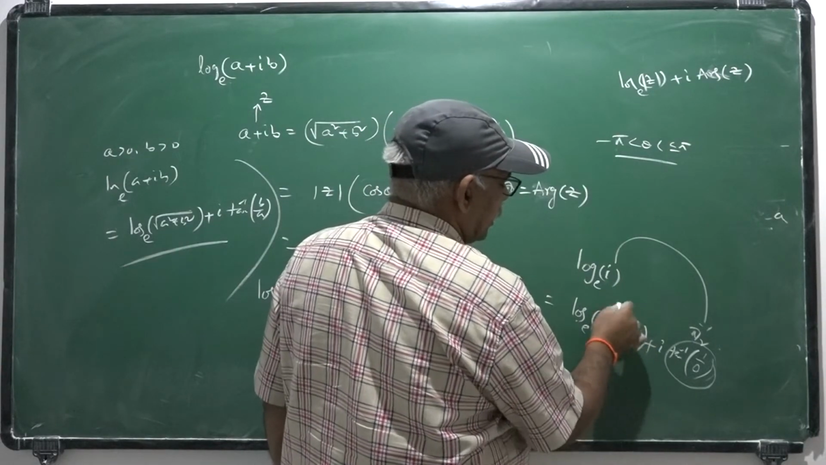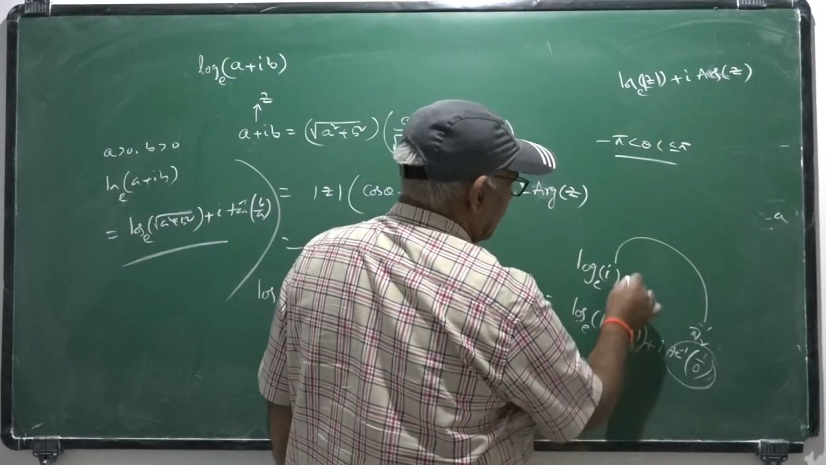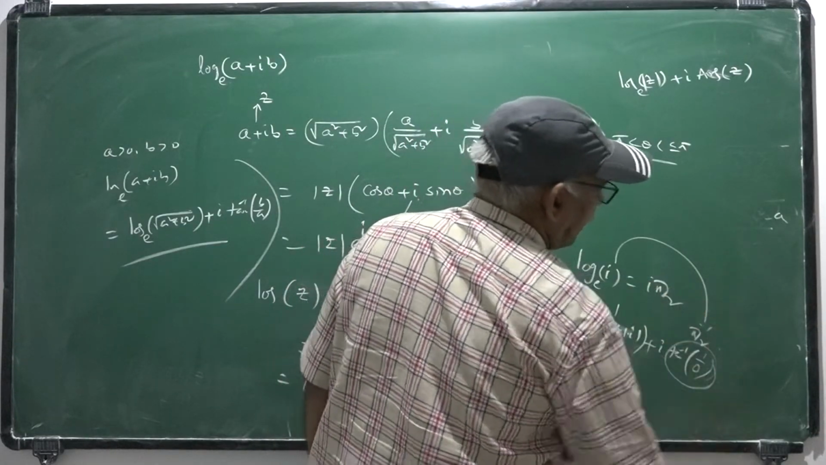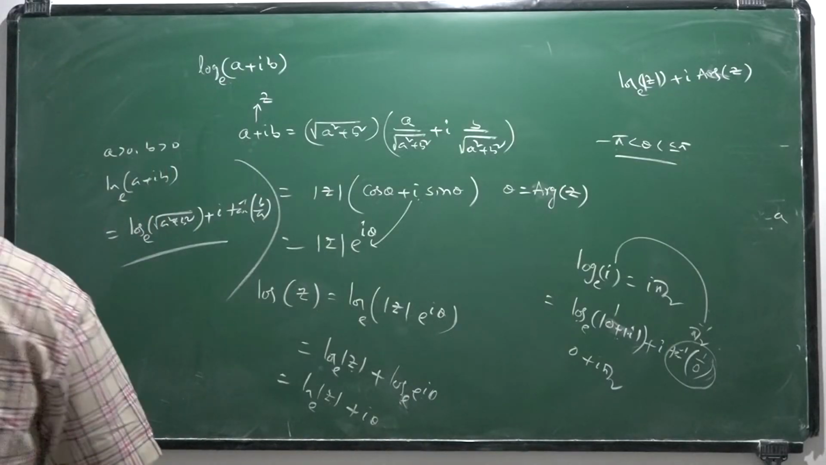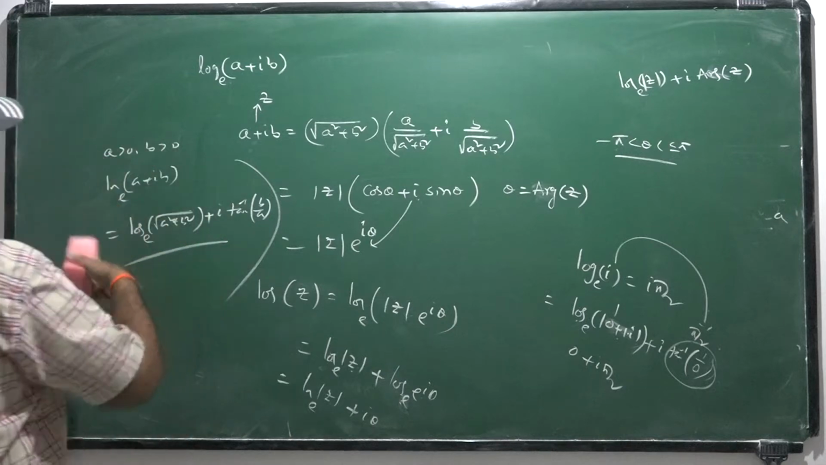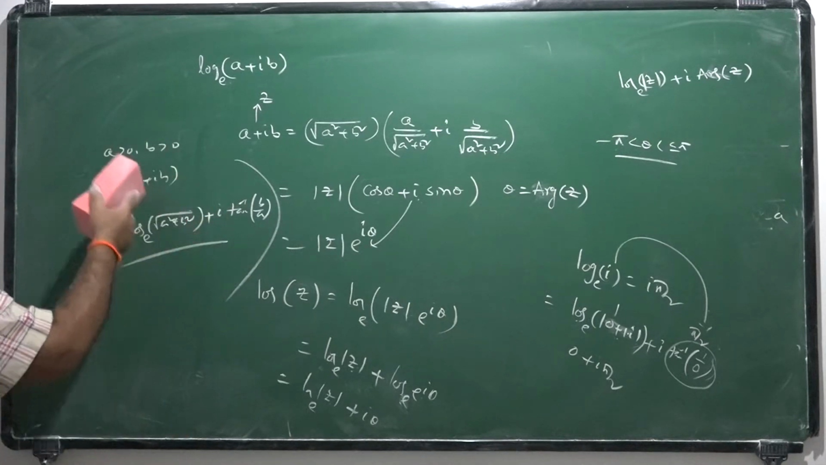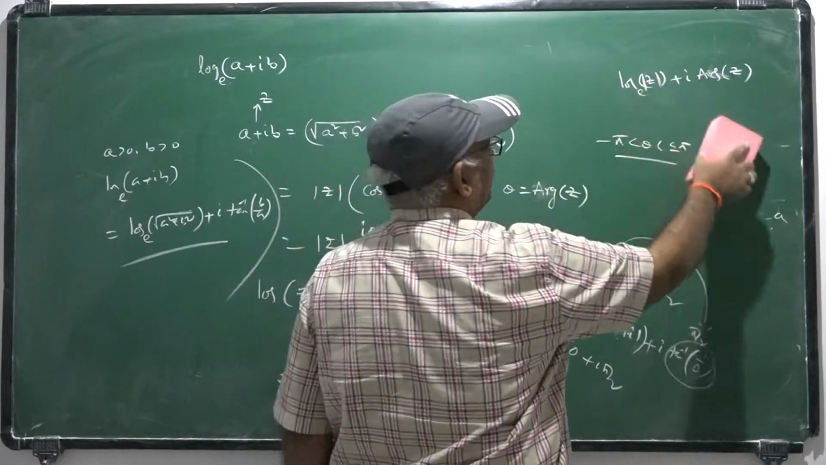Log 1: clearly the modulus is 1, so log 1 is 0. So it is 0 plus i pi by 2, and this is i pi by 2. Like that, you can find the logarithm of that complex number. This is the logarithm of a complex number once a and b are positive.